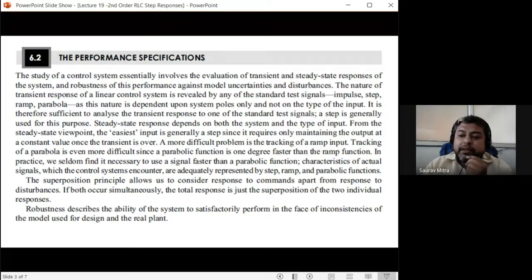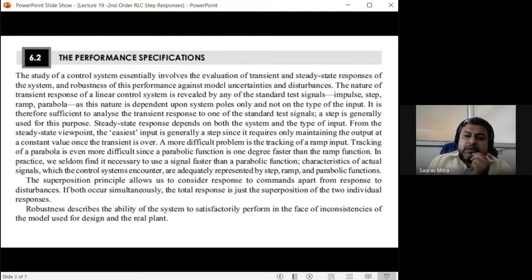So we will see what are the effects of zeta, and what is the effect of omega n if the component values change. So I change the value of R, L and C. The circuit sometimes will become overdamped, underdamped, undamped, critically damped. So there are four cases in second order RLC response. All these things we are going to see today.